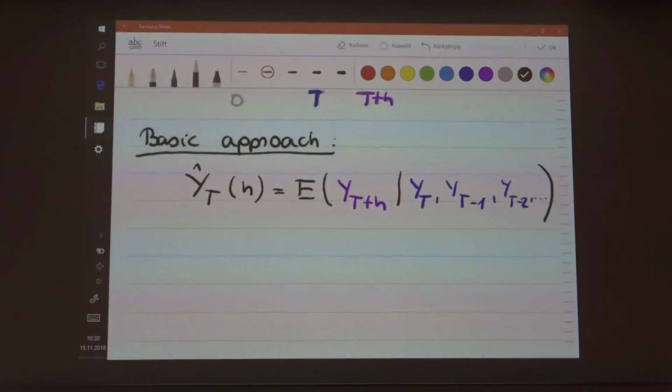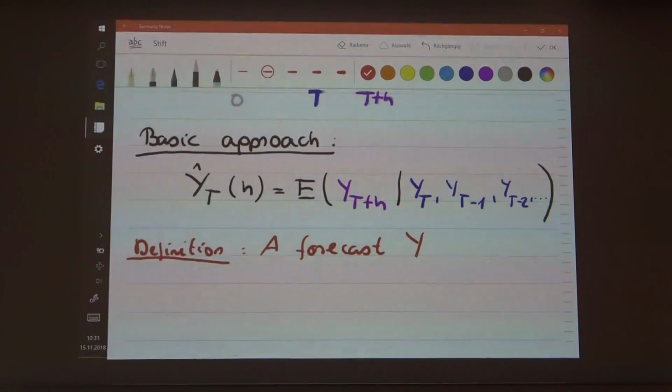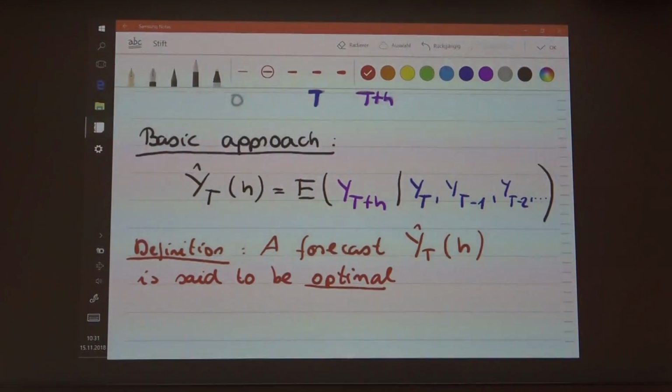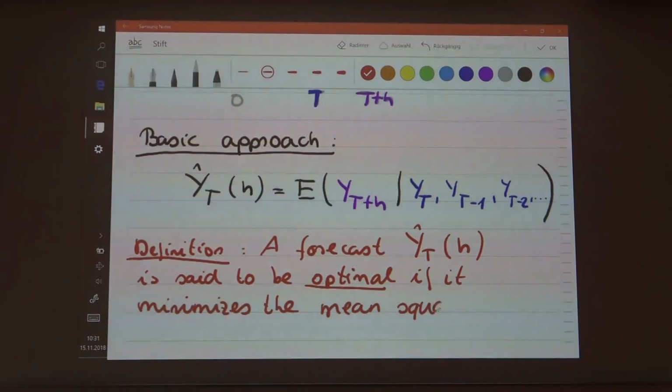Now this is how it works, and of course the forecast is said to be optimal. This is basically a definition. So the forecast, and I say this as a notation, y hat at point t for time t plus h, is said to be optimal. So when is it optimal? It is optimal if it minimizes the so-called mean squared prediction error.